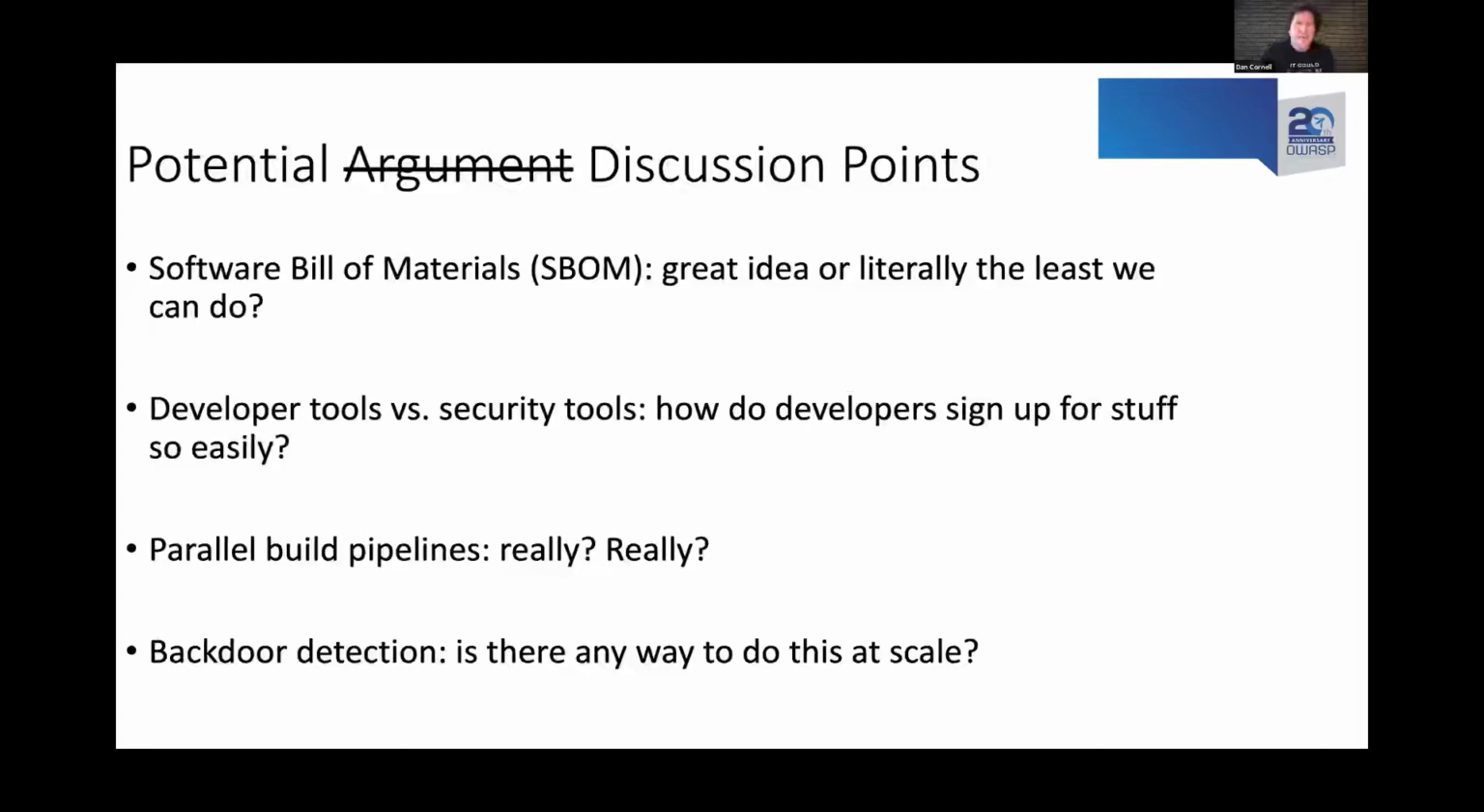So I've identified four potential discussion points for the Slack discussion. Software bill of materials: great idea, or literally the least we can do for supply chain security. Also looking at developers versus security tools. How do developers get access to such cool stuff so easily? There's been talk about parallel build pipelines. Really? It's hard enough to build one pipeline. Now we're going to build and manage two? And backdoor detection. Is there any way to do this at scale?